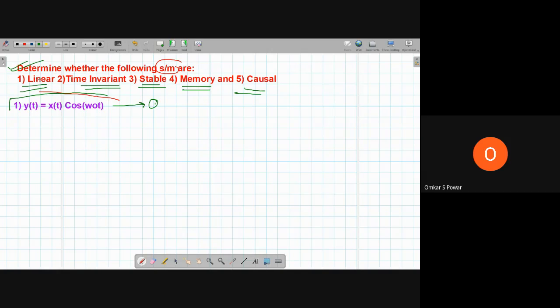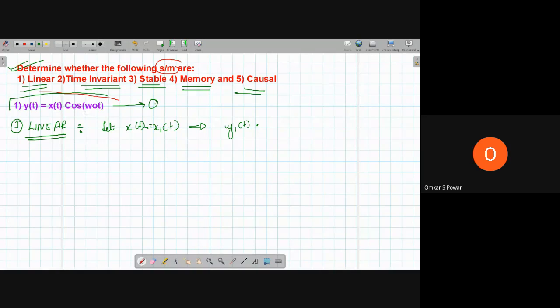So let us go to our first property, which is linearity. What did I tell you? For a system to be linear, it should possess the superposition property. So what is the superposition property? We will see. Let x of t be equal to x1 of t. Then what happens to your y1? So y1 of t is equal to, what is your equation?